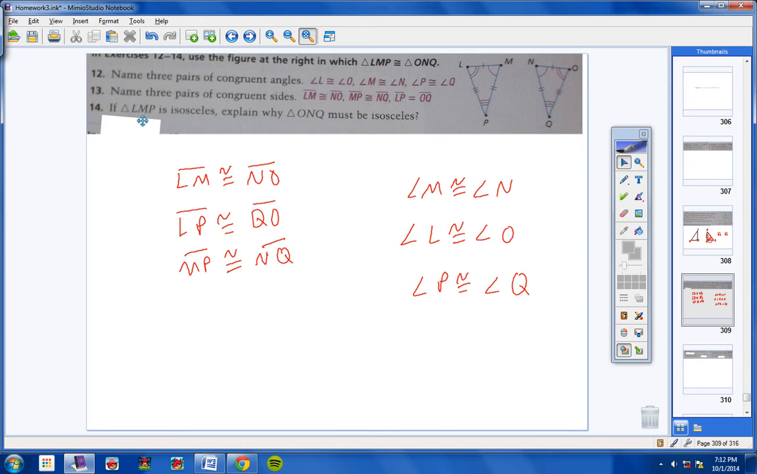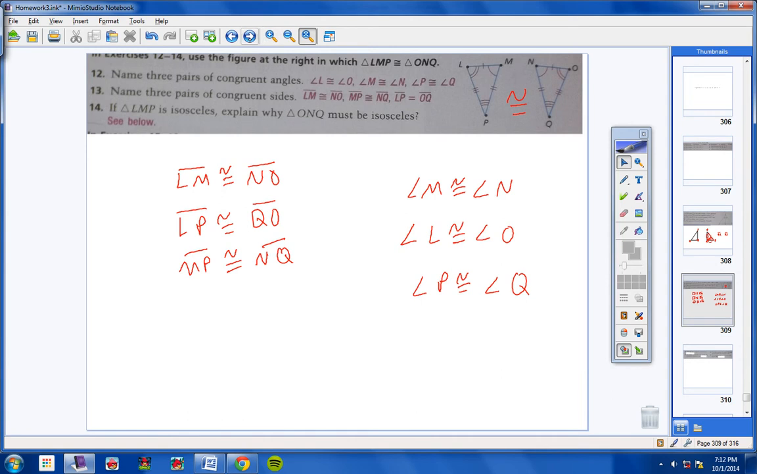Question number 14. If triangle LMP is isosceles, then why must triangle ONQ be isosceles also? Well, students, look. If the 3 angles in this triangle here are congruent to the 3 angles over here, and the 3 sides of this triangle here are congruent to the 3 sides over here, then that tells me these two triangles are what? Congruent. And if they're congruent and one of these is isosceles, then the other one has to be isosceles. So explain why it must be isosceles, because the 2 triangles are congruent. Okay, that's just the only way.